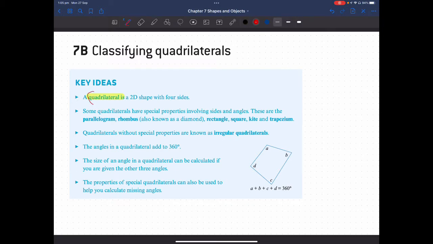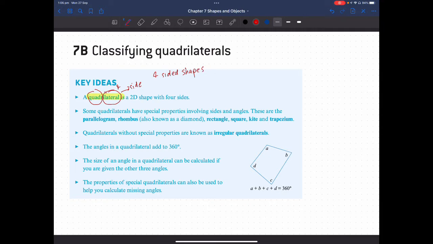Quad means four. Lateral means side. So a quadrilateral is a four-sided shape. Each of those sides are a straight line.